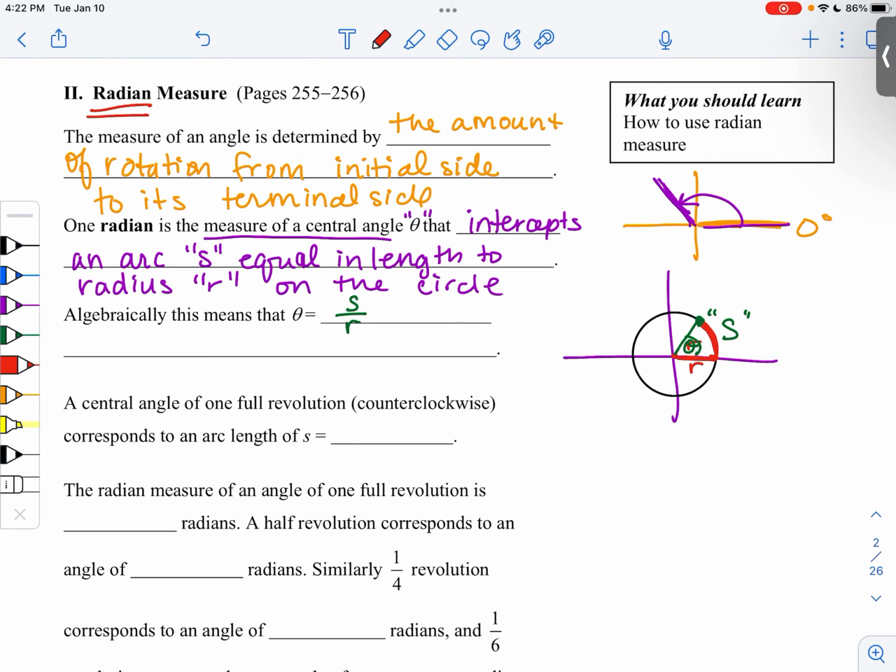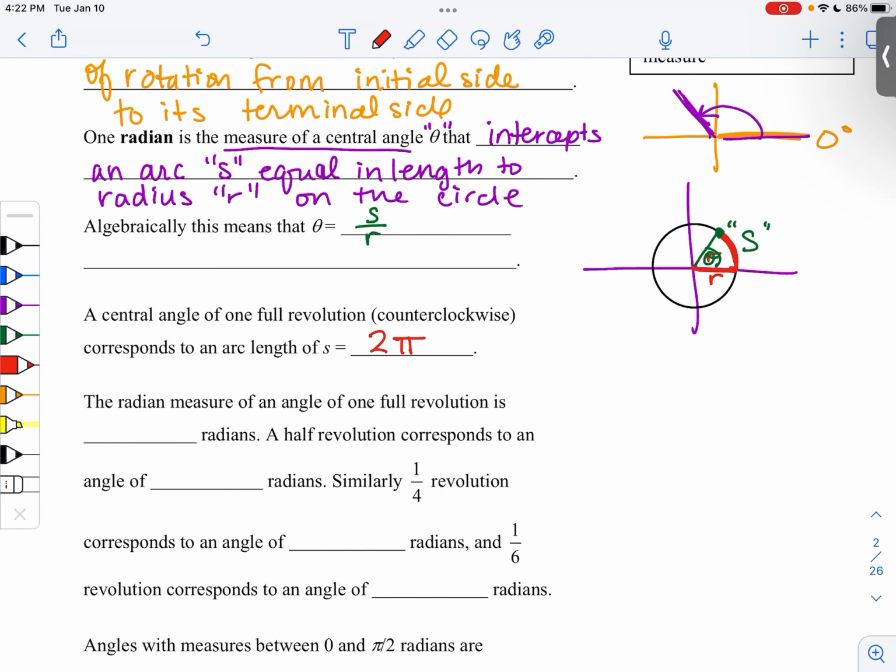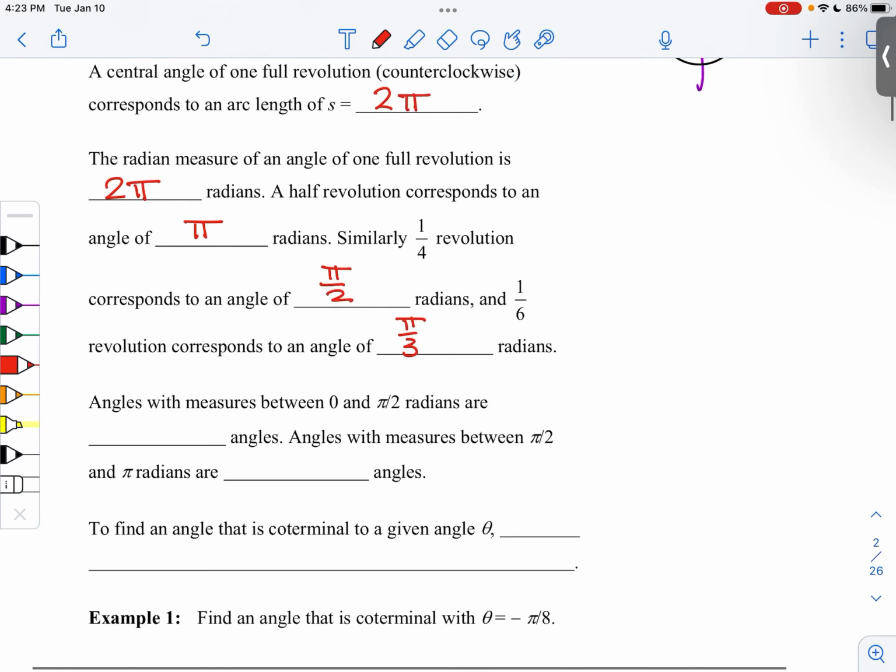A central angle of 1 full revolution is equivalent to the length of 2 pi. We'd have to have 2 times pi of the radius to get all the way around the circle. The radian measure of 1 full revolution is also known as 2 pi radians. A half revolution would be half of 2 pi, which is 1 pi radians. And a quarter revolution would be half of a half, which would be pi over 2 radians. And 1/6 revolution corresponds to pi over 3 radians.